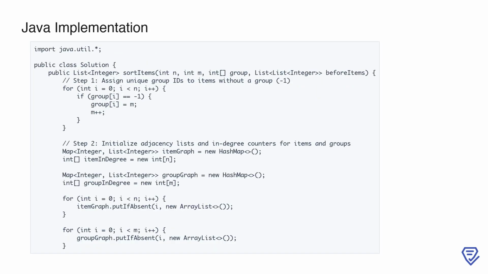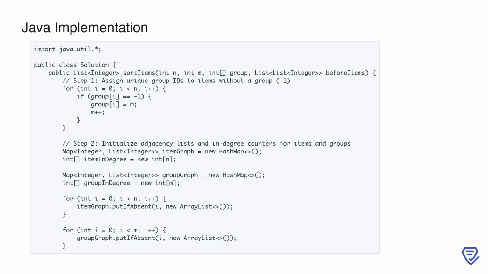To implement the solution in Java, we start by addressing the items that do not belong to any group. These are indicated by a group ID of -1. For such items, we assign unique group IDs starting from the current number of groups.